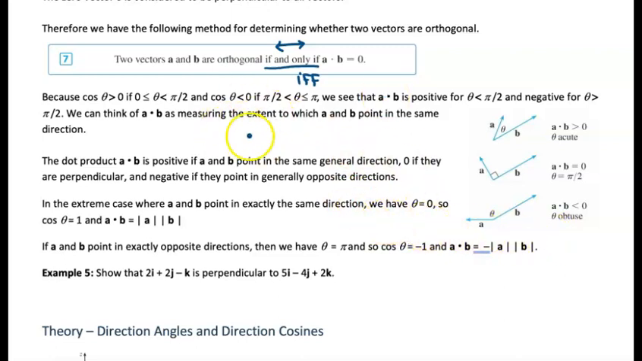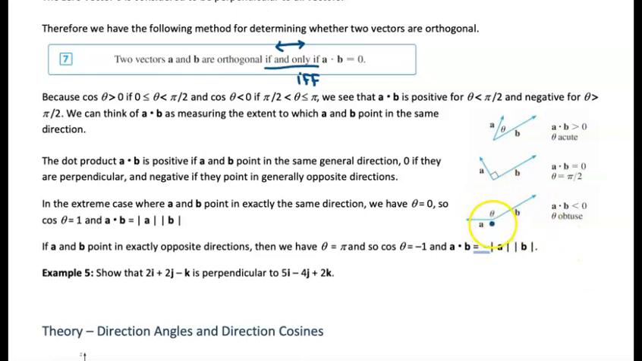But another way we can look at this is we can think of the dot product of A and B as measuring the extent to which A and B point in the same direction. So if this dot product is positive, great, they point in the same direction. If the dot product is 0, they're perpendicular. If the dot product is negative, they point in opposite directions.